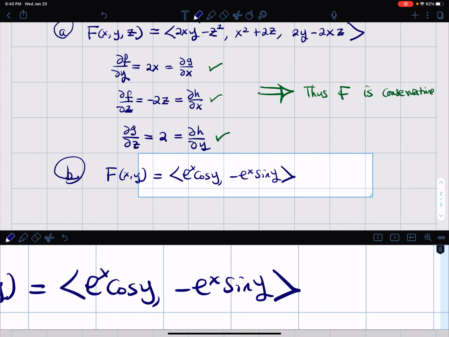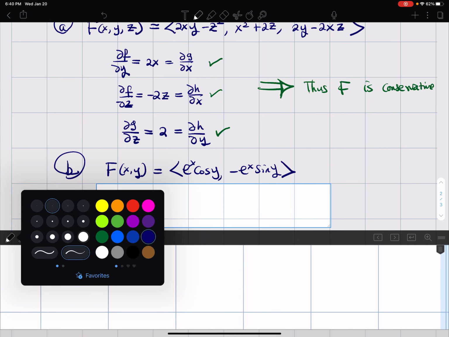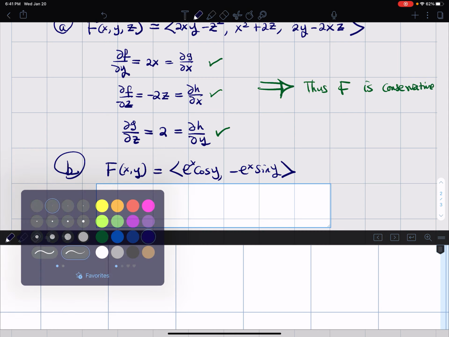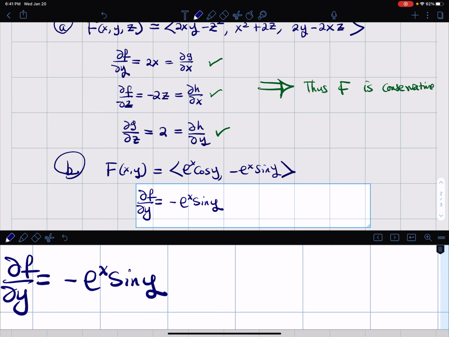So all we need to check is df/dy, is it equal to dg/dx? That's all we need to check. So let's do df/dy. df/dy is equal to negative e to the x sine y. Now, is this equal to dg/dx?